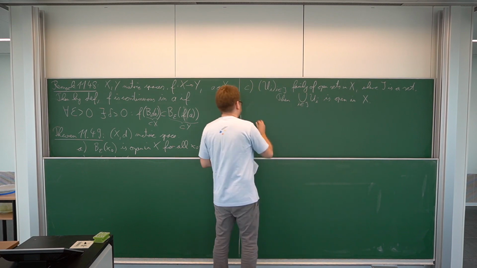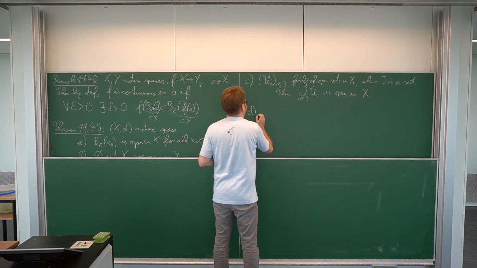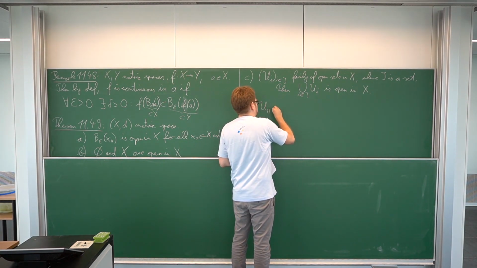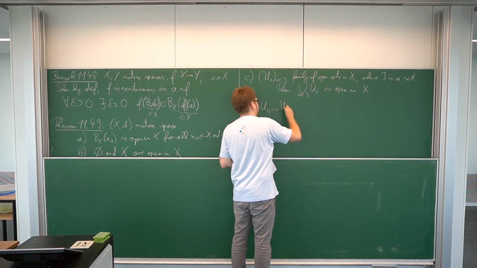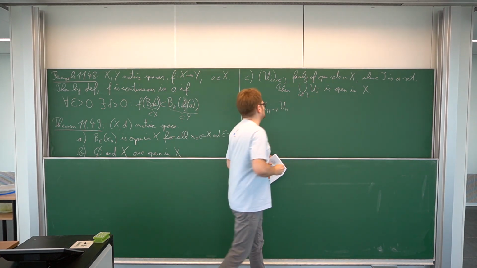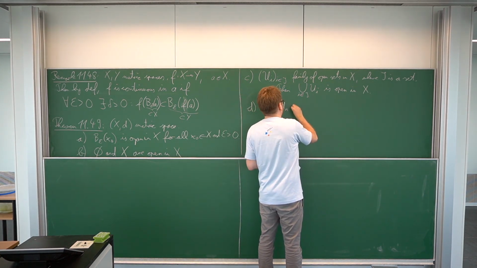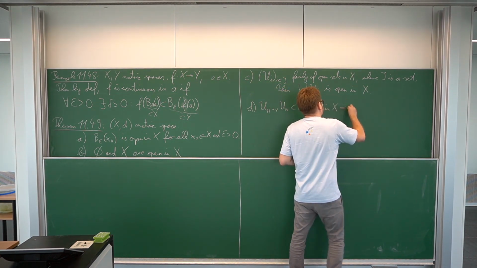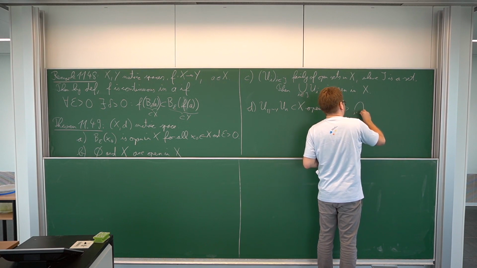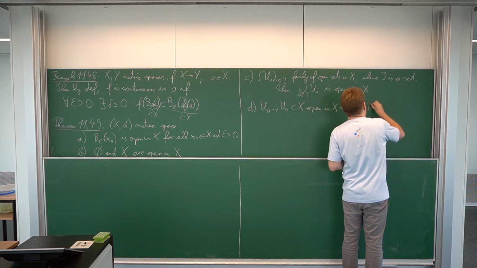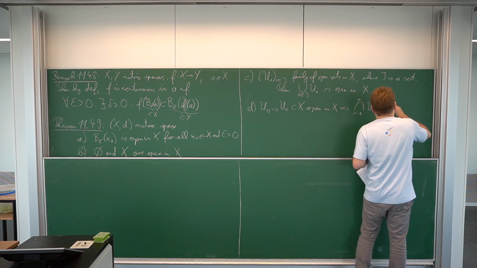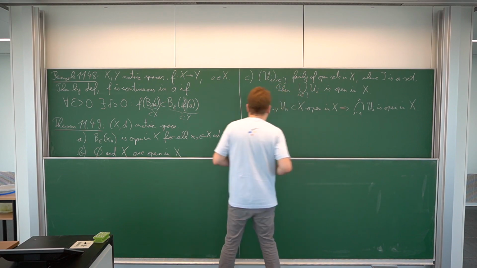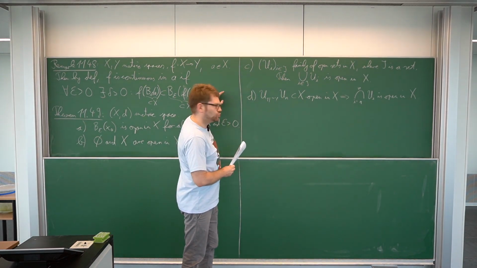Okay, now this is for unions, and now we discuss the corresponding property for intersections. It turns out it's not that good, but if we take finitely many, then the intersection will still be open. So if we take U_1 to U_n open in X, then the intersection from i equals 1 to n of U_i is open in X. Okay, this is not true for infinitely many. I will give you the counterexample after the proof.